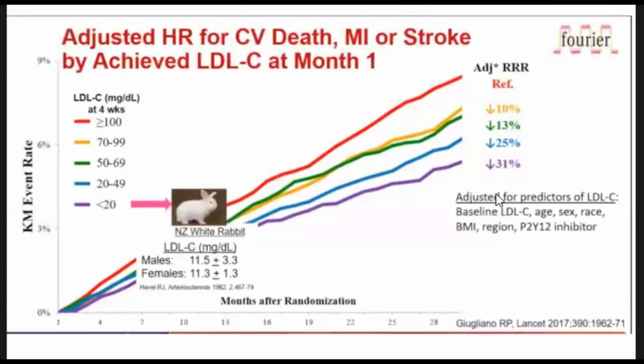You can all see this New Zealand white rabbit. The LDL level of the New Zealand white rabbit is 10 to 11. That is the only animal that has zero cholesterol plaque. All the other animals have cholesterol plaques in their blood vessels. This is the only animal which has zero cholesterol plaque. The LDL level of the New Zealand white rabbit is 10.